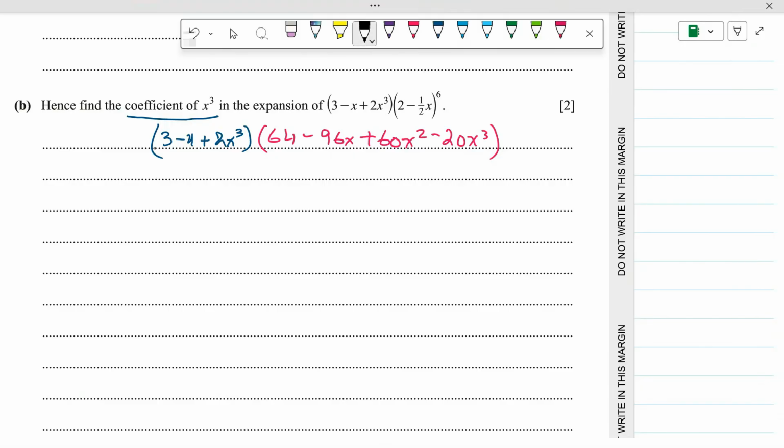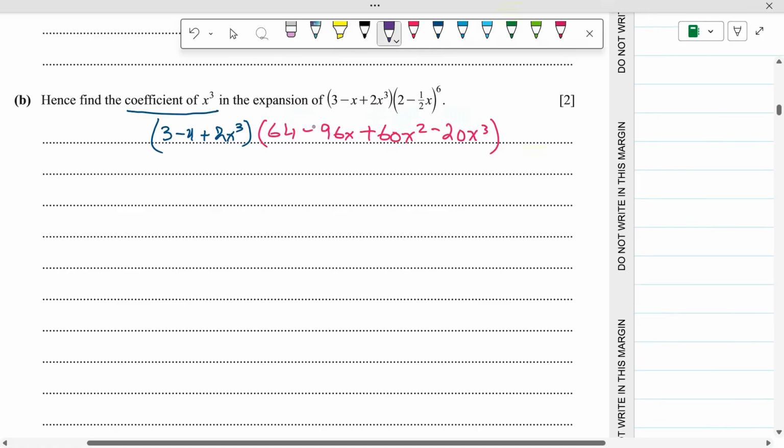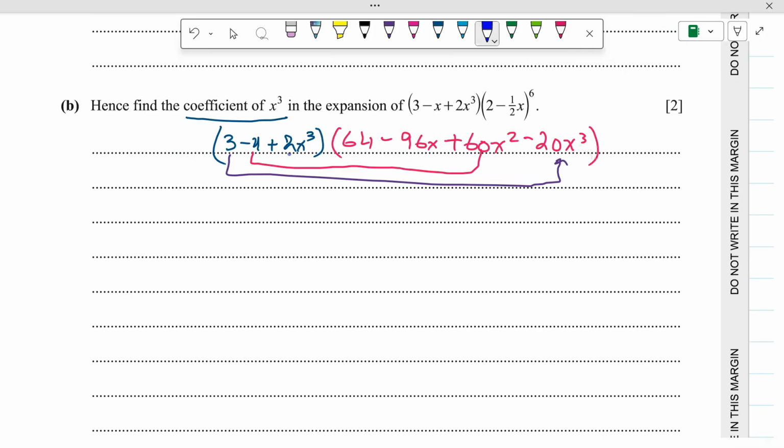For example, when 3 multiplies with 64, it will be constant. When 3 multiplies by 96x, it will be x term. When 3 multiplies by 60 x square, it will give us x square term. When 3 multiplies by negative 20 x cube, it will give us x cube term. So we need to find the multiplications which will give us x cube term. For example, when negative x multiplies with x square term, it will give us x cube term. Similarly, when 2x cube multiplies with this 64, we will get x cube term.